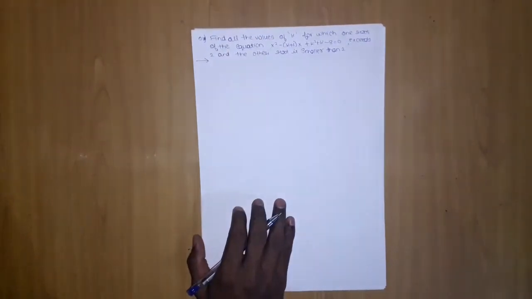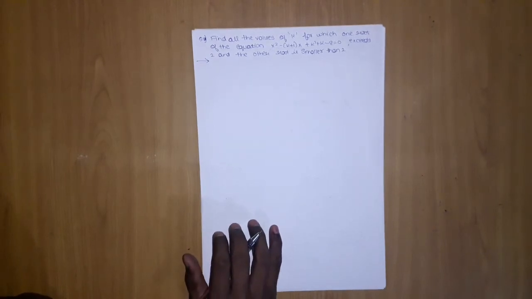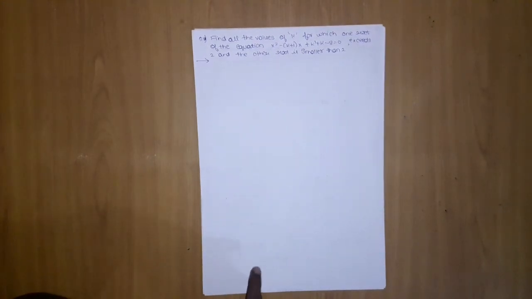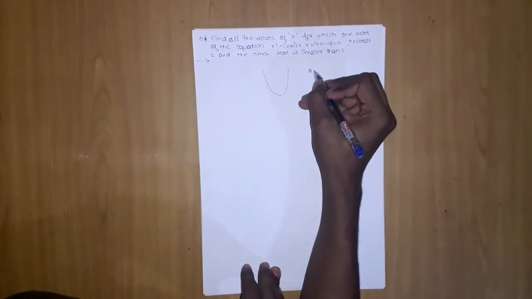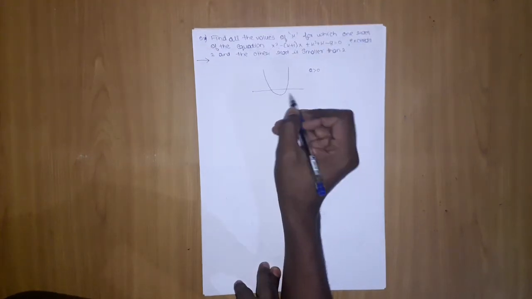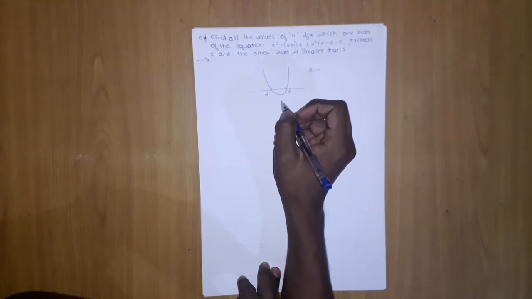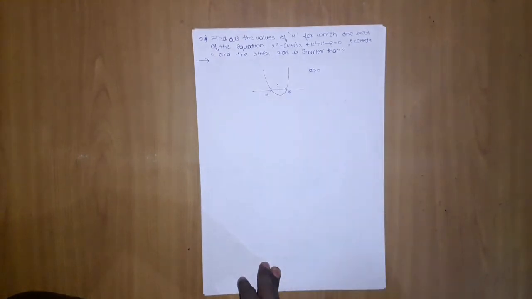The question is as follows: find all the values of k for which one root of the equation x square minus (k plus 1) into x plus k square plus k minus 8 equals 0 exceeds 2 and the other root is smaller than 2. So one root is greater than 2 and the other is smaller. It is an upward parabola because a is greater than 0. Let the roots be alpha and beta. One root is greater than 2 and the other is less than 2, so 2 should be in between alpha and beta.